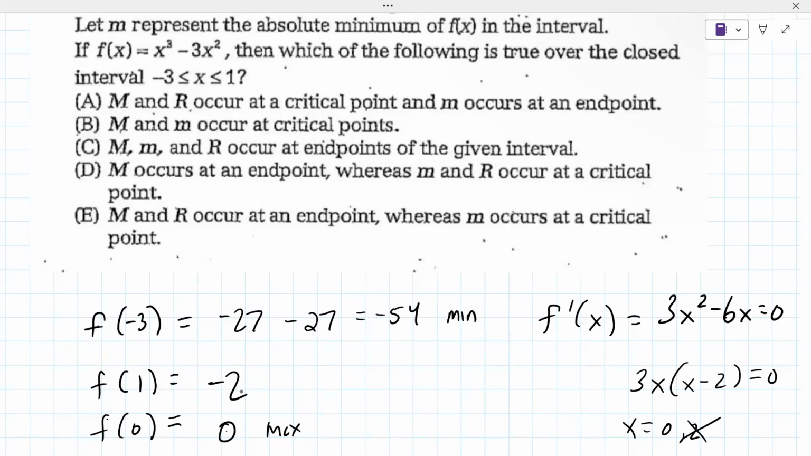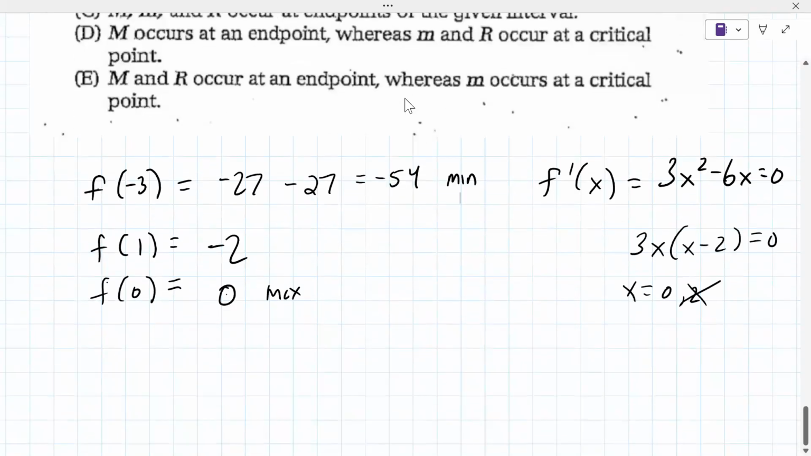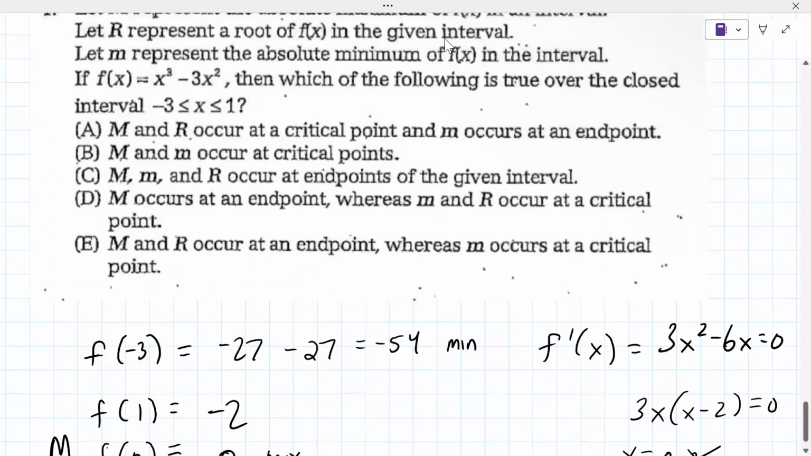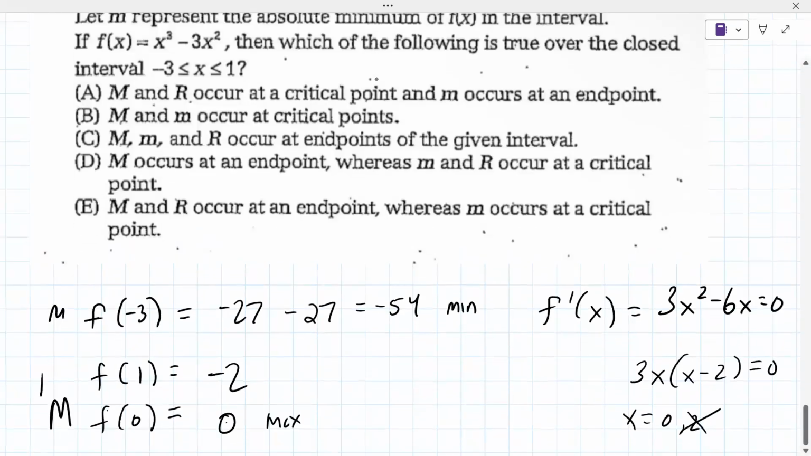Okay. All right. So now the reason we did all that is to go back and be able to answer this question. So let M represent the absolute maximum of f of x in the interval. There is M. Let R represent the root of f of x in the given interval. We didn't actually find the roots, but we can find that. Let little m represent the absolute minimum. So that's little m up here.